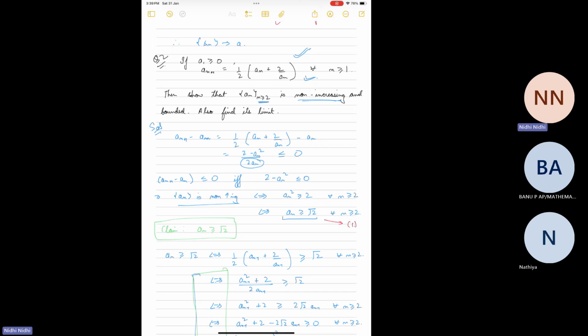In fact, using this, we can make a sequence. If I take a1 to be some rational number, we can eventually get a sequence of rationals which are converging to root 2, which is irrational. So this is also a way of constructing a sequence of rationals which are converging to irrationals. And yeah, this is a very good example.